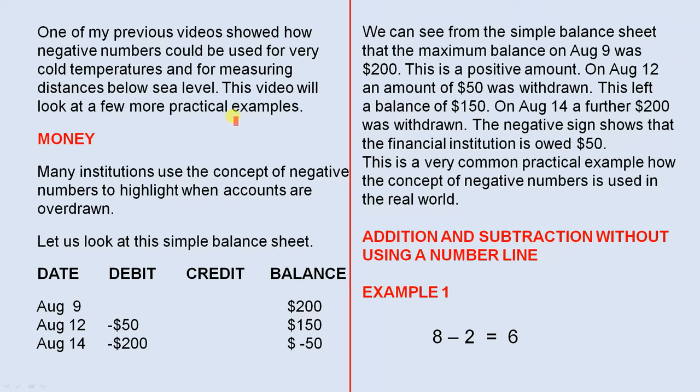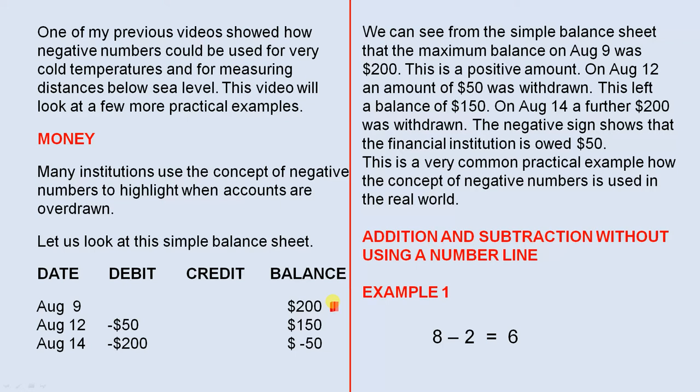Money. This is a very common area where negative numbers are used. Many institutions use the concept of negative numbers to highlight when accounts are overdrawn. Let us look at this simple balance sheet. We can see from the simple balance sheet that the maximum balance on August the 9th was $200. That's that line there. This is a positive amount.